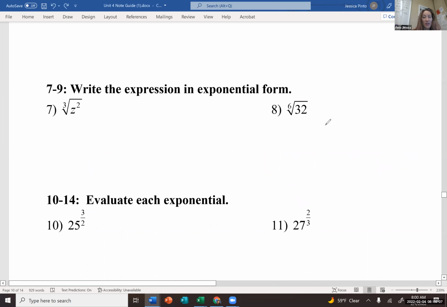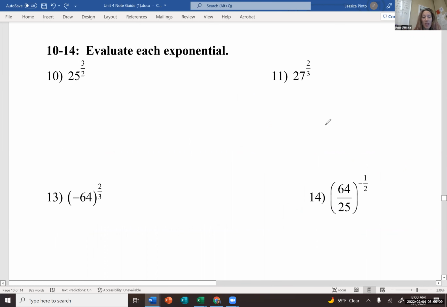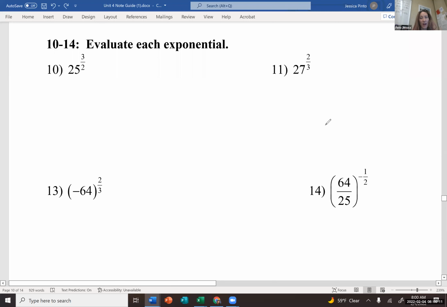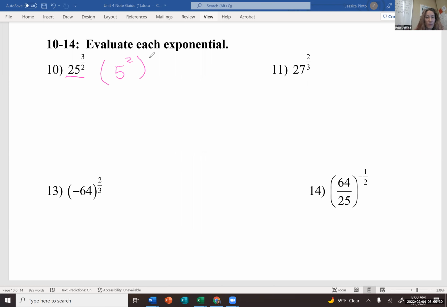Okay, 10 through 14. Now we're going to evaluate all of these. So we're going to be looking for a simplified number answer. So the idea is all of these should be able to simplify if we write them in exponential form first. So 25, instead of going and translating that, I'm going to rewrite 25 with its base power. 25 is 5 squared. So 5 squared, still to the 3/2.